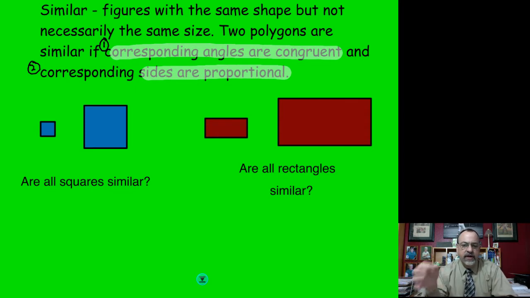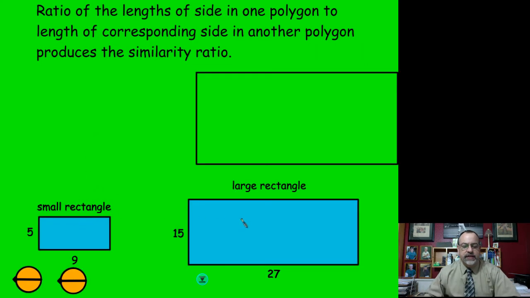Now, I want you to think about these two questions before I move on. Are all squares similar? And then, are all rectangles similar? And I want you to write your answer down right now, and then after we talk about it, see if you were correct in your conjecture. So let's look at these two rectangles and determine, are they similar?